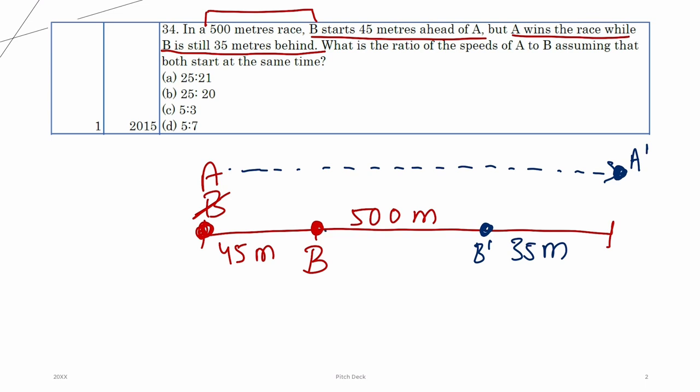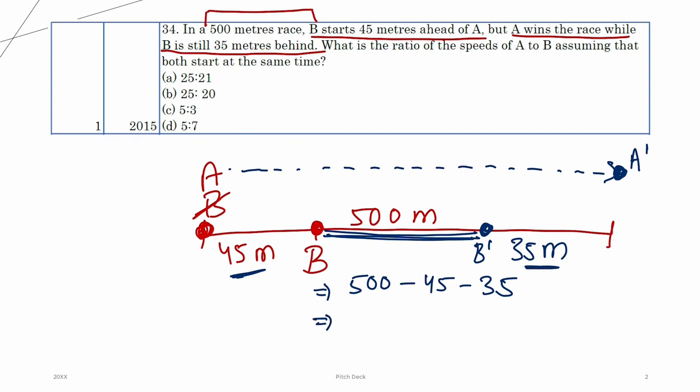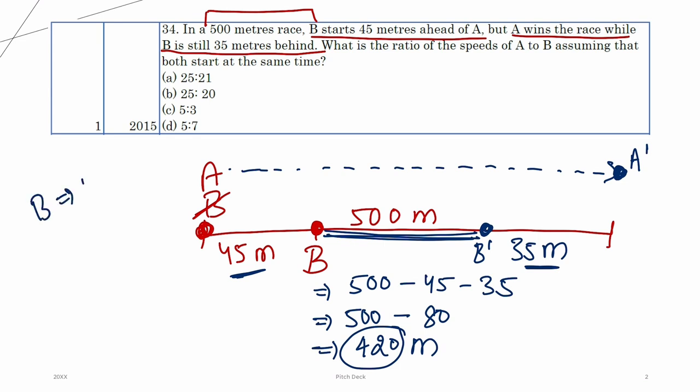So how much distance has B covered? This distance is 500 minus 45 minus 35. I hope this is clear. How come? 45 means this part and 35 is this part. So 500 minus 80 is 420. So in that time when A has completed the race, B has covered 420 meters.